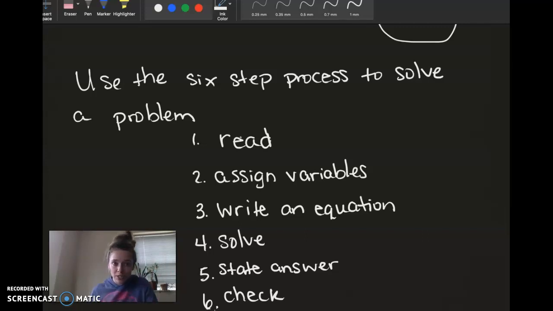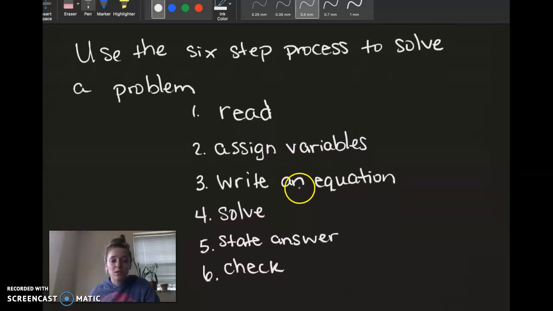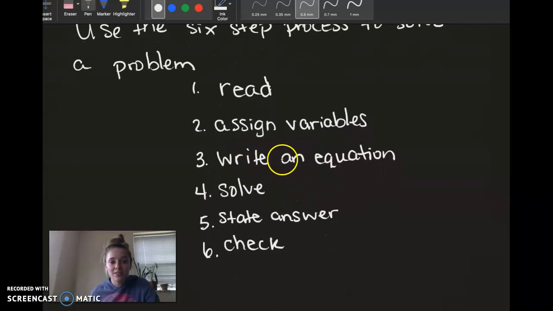So once you know what information you're being given, what you're actually being asked for, then you can assign variables to the type of information that you're being asked for, right? The unknowns. Assign variables to those, and you should say what those variables stand for. Number 3 is to write an equation. Number 4 is to solve it. With a word problem, you should always be able to state your answer in a sentence because if you just put a number, that doesn't mean anything. You need to be able to put units on it and actually say what that answer means.